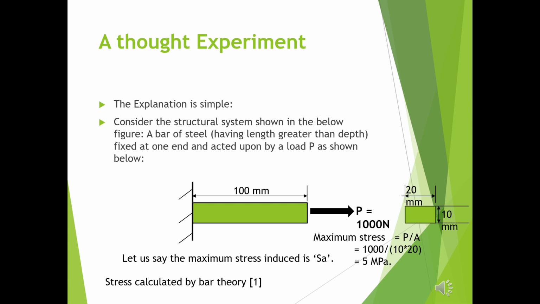Consider a bar of steel as shown in the figure, having length 100, width 20, and thickness 10 mm. It is subjected to a tensile load of 1000 newtons. As you can see on the screen, the induced stress is 5 megapascals. Now, here we are ignoring the effect of Poisson's ratio. If we include that effect, then it will become a lot more complicated. So we'll ignore it here.